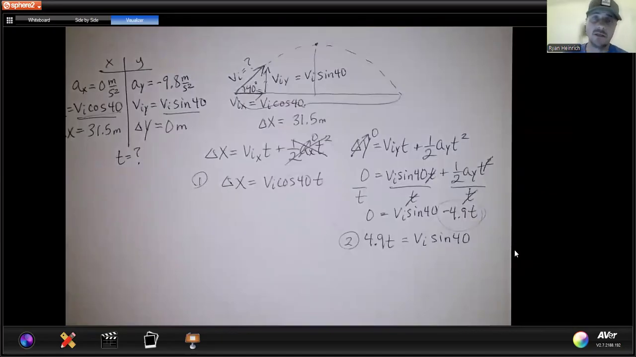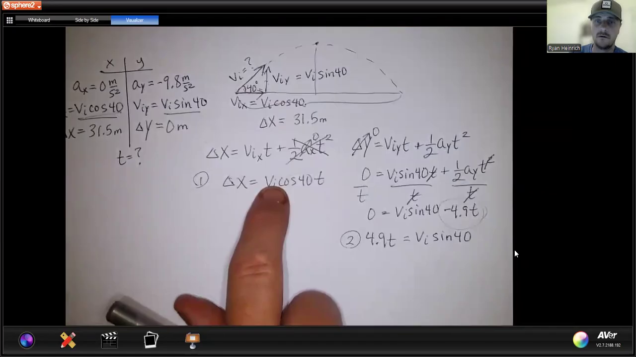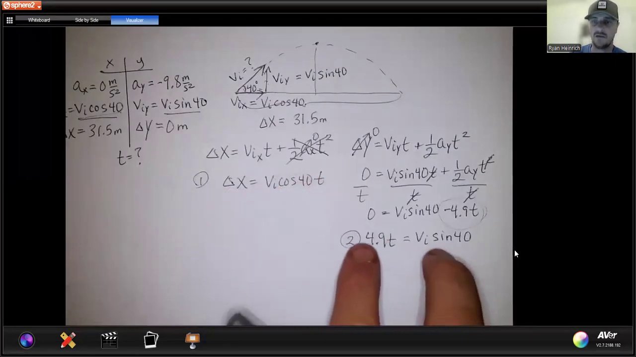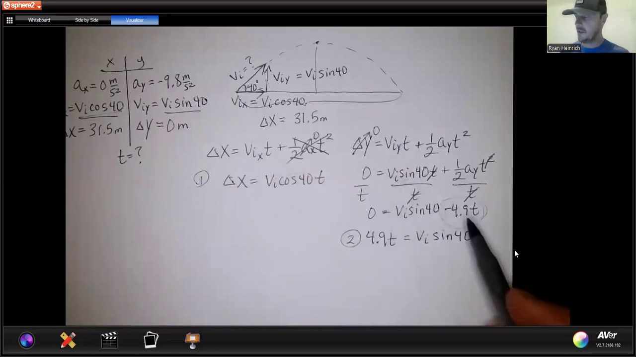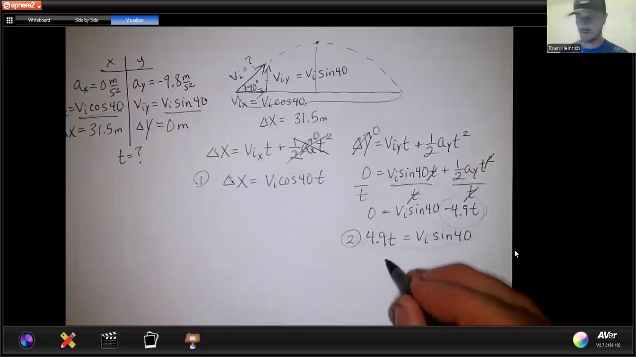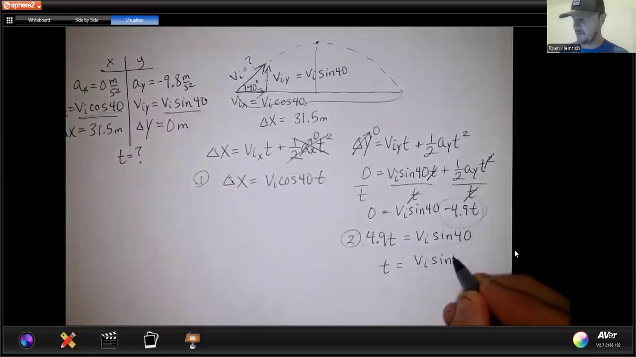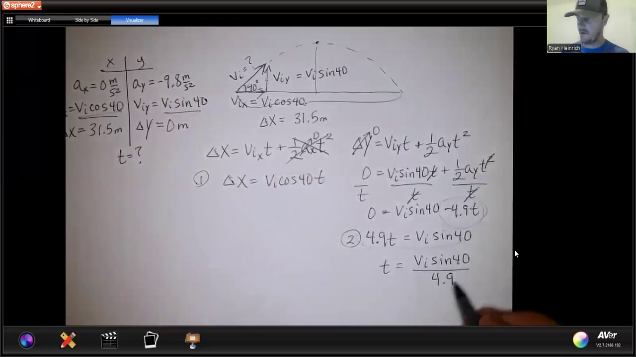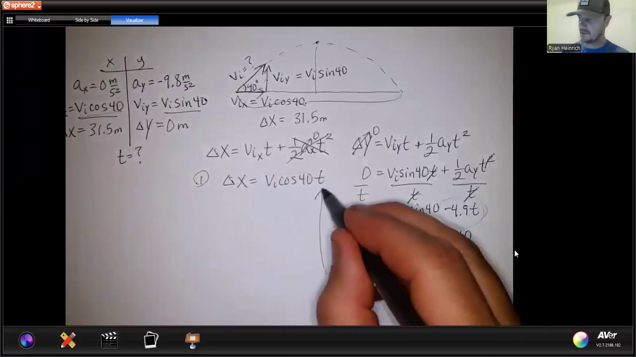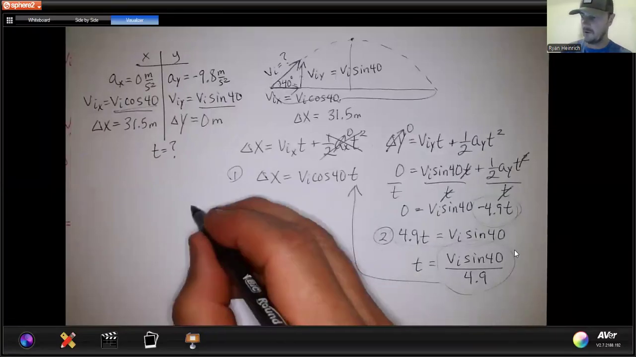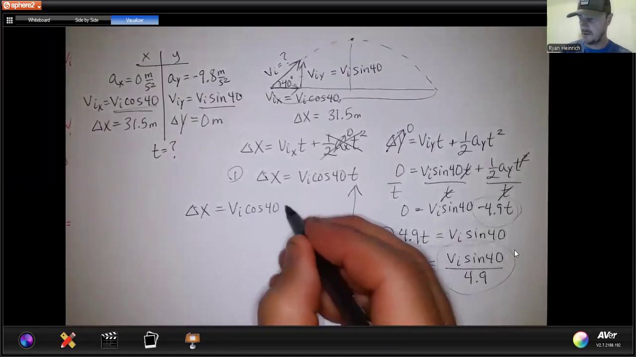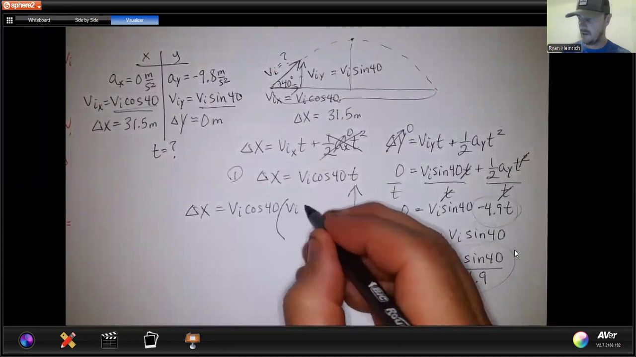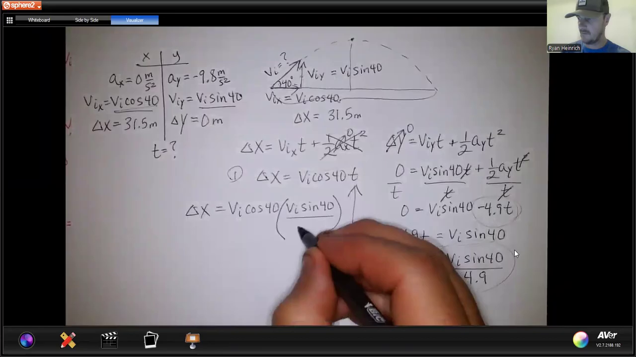In one of my other videos, I took this equation and divided it by this equation, and I was able to cross out my VIs. But in this problem, they're asking for VI, so I'm going to handle it a little bit differently. What I'm going to do here is solve this expression for t. So let's do that. t equals VI sine 40 divided by 4.9. And now I have an expression for time, which I can then plug in for that time. So coming over here, I'm going to write delta x off of equation 1 is VI cosine 40 times this thing, VI sine 40, all divided by 4.9.